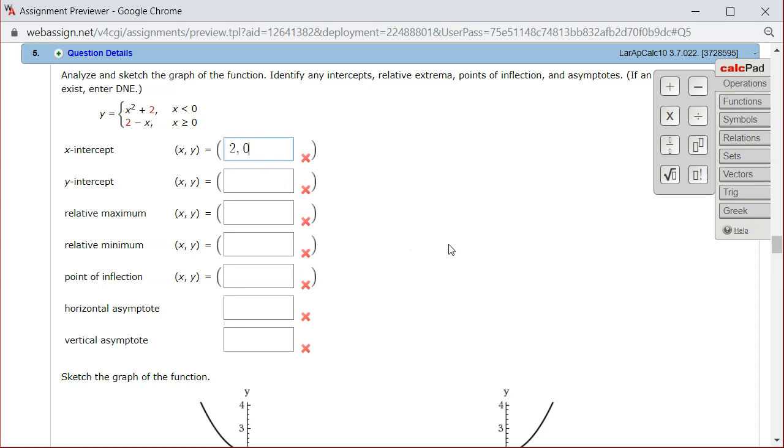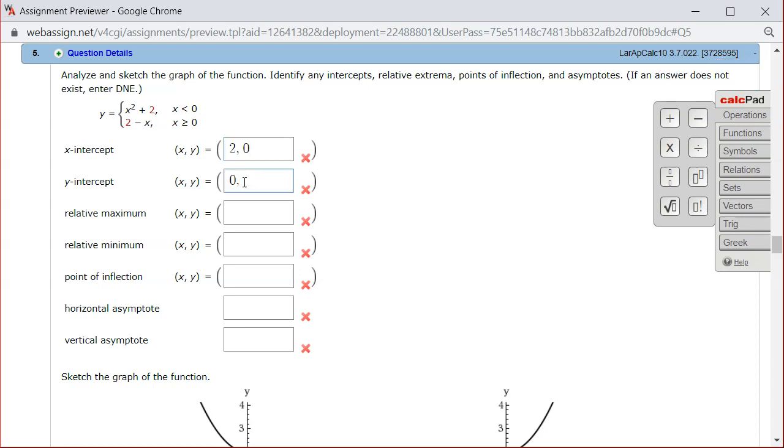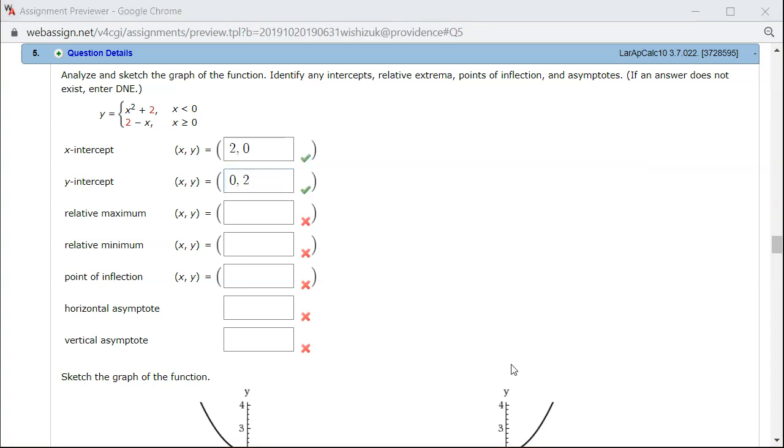So that's the x-intercept. For the y-intercept, we set x equal to 0. Here x equals 0, so we have to use the second formula and plug in 0 for x. So you have 2 minus 0, which is going to be 2. So (0, 2) is the y-intercept. Let's check the answer first. It came back and looks like we got the intercepts correctly.